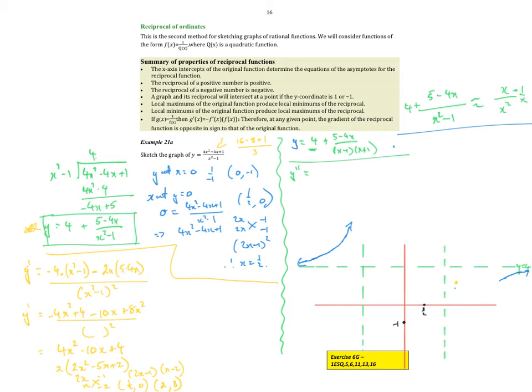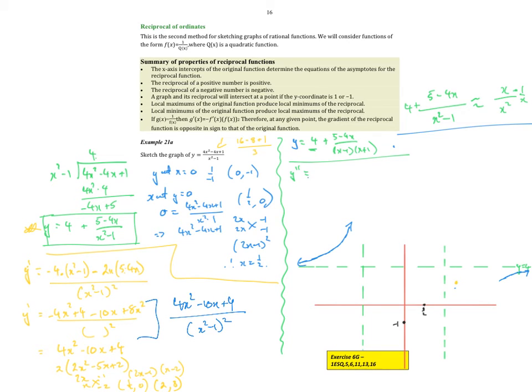Okay, so y dashed, where is y dashed? Y dash is down here somewhere, isn't it? It's in here. So y dashed is (4x squared minus 10x plus 4) over (x squared minus 1) squared. So let's go from there.